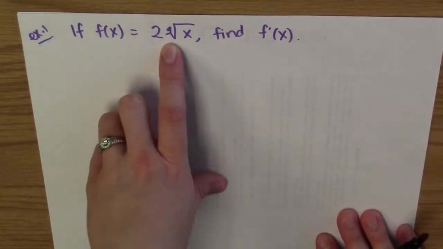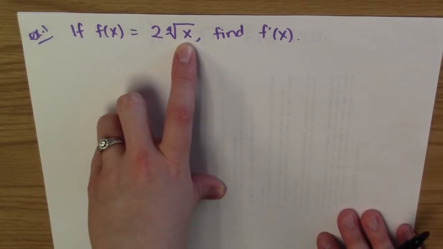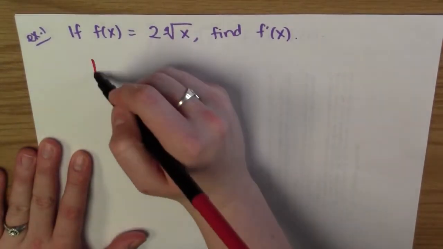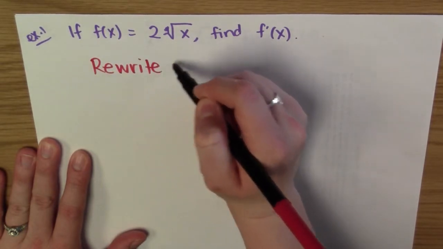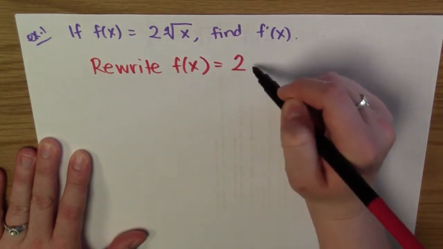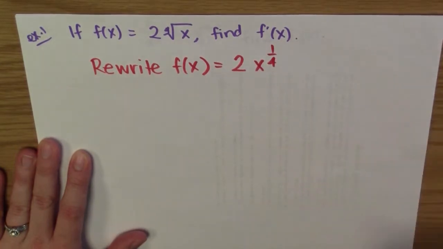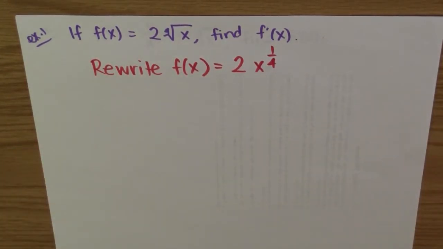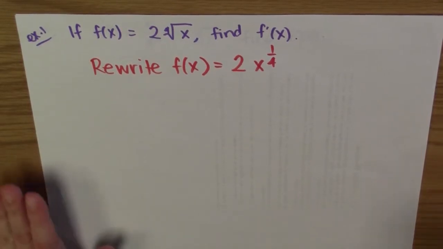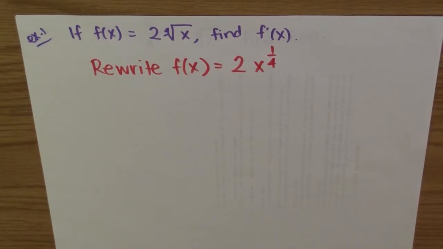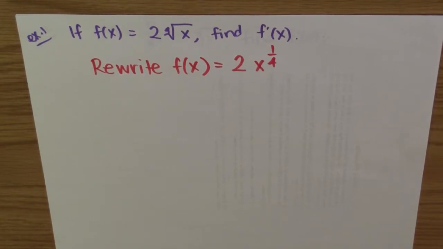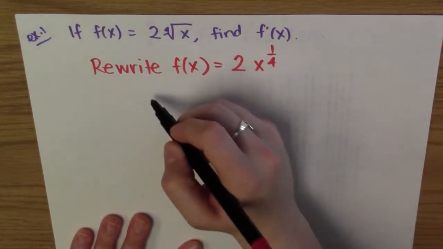I remember that the fourth root of x is the same thing as x to the 1/4 power. So the first thing I do is rewrite f of x to look like 2 times x to the 1/4. This is exactly the same function that I had a moment ago. 2 times the fourth root of x is equal to 2 times x to the 1/4. So now this is looking a whole lot like example 3 from the previous video. So I'm going to just use the shortcut and not show you all of the steps. So if you're missing a couple of steps, go back to that other video and watch that one again.